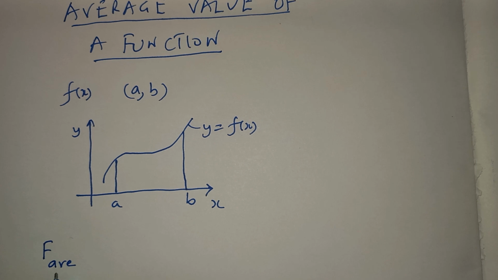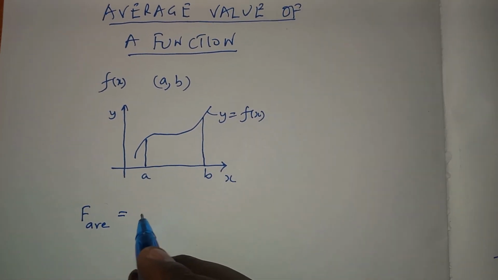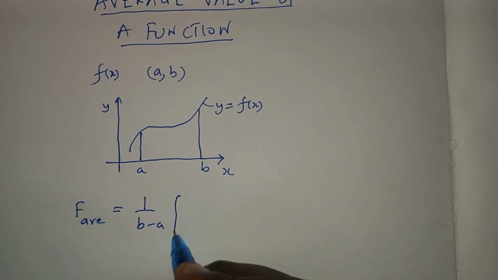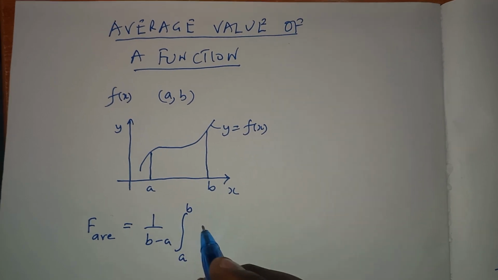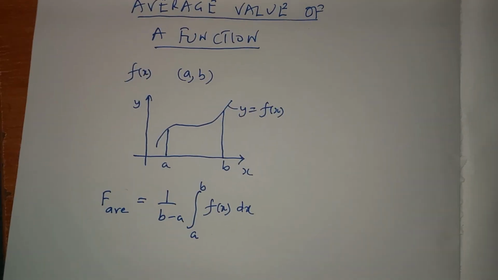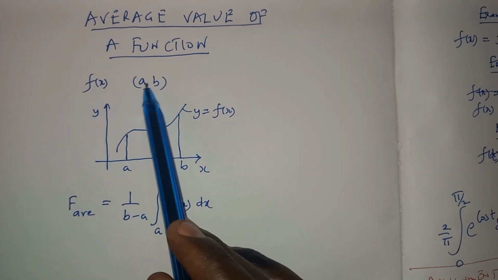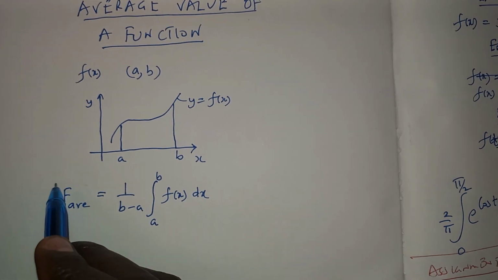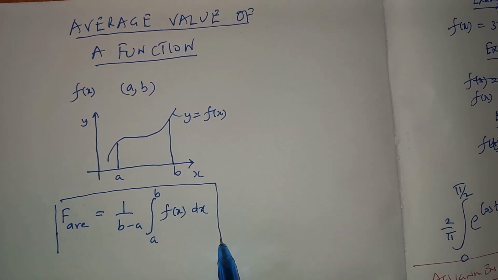f average is equal to 1 over b minus a times the integral from a to b of f of x dx. So if you want to calculate the average value of f of x on AB, then this is the formula that we are going to use. This is the formula that will come in handy.